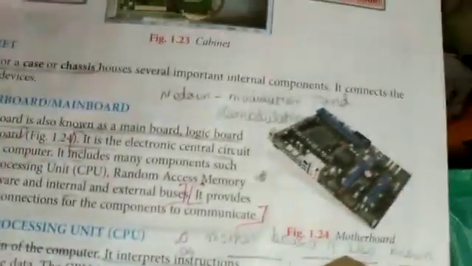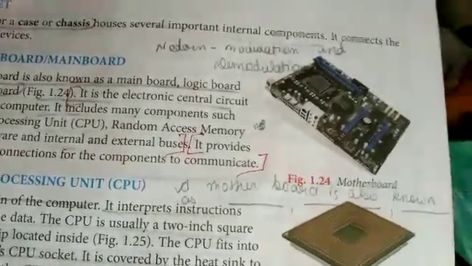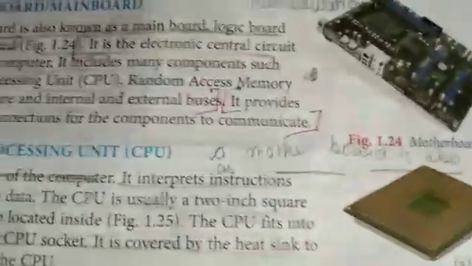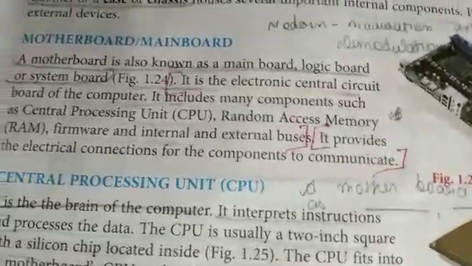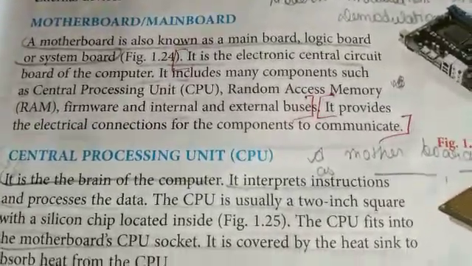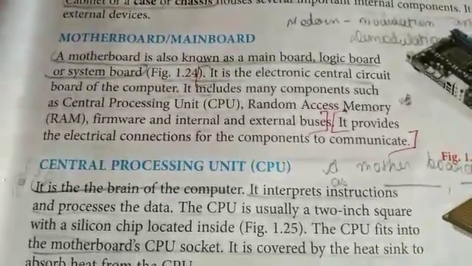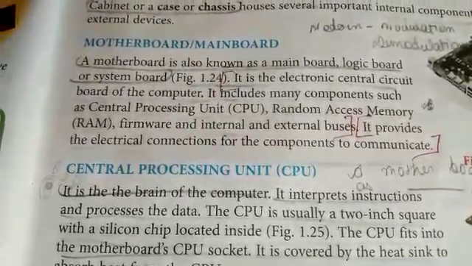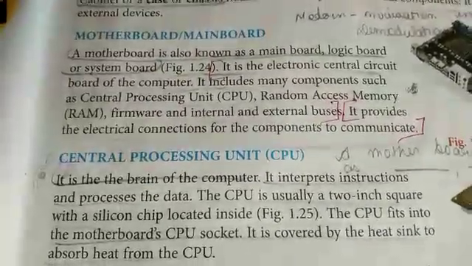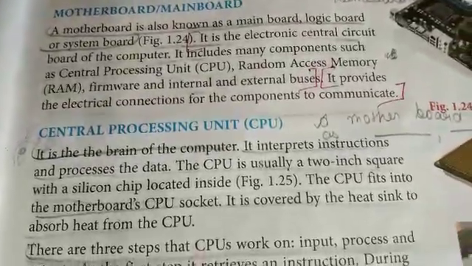So, motherboard, which is very important. A motherboard is the central electronic circuit board of the computer. It includes many components such as CPU, random access memory, firmware and internal and external buses. It provides the electrical connection for the components to communicate.